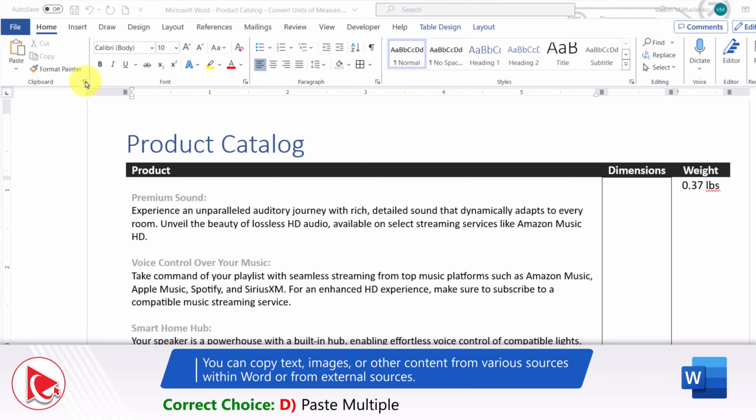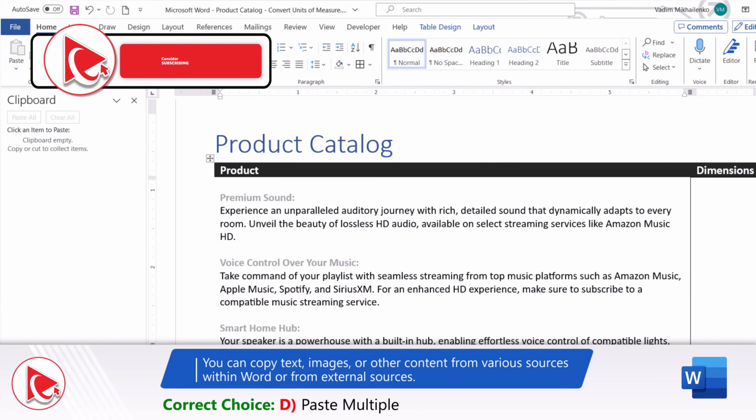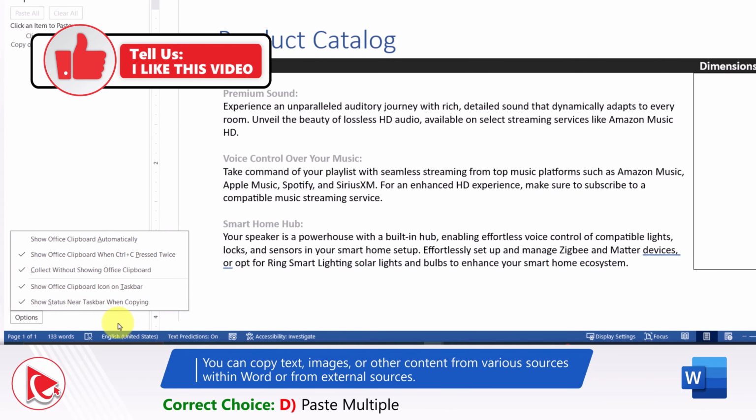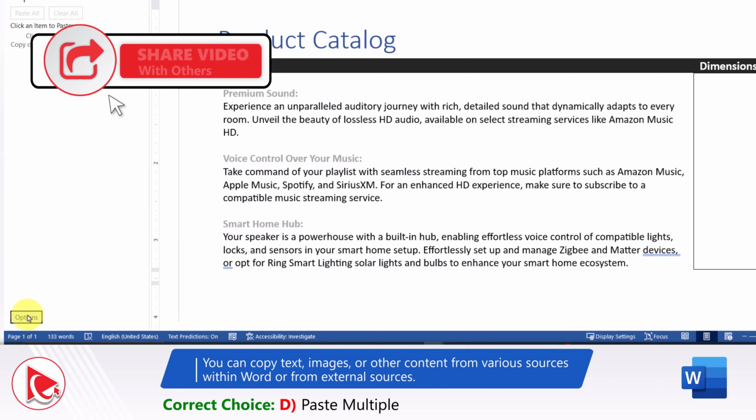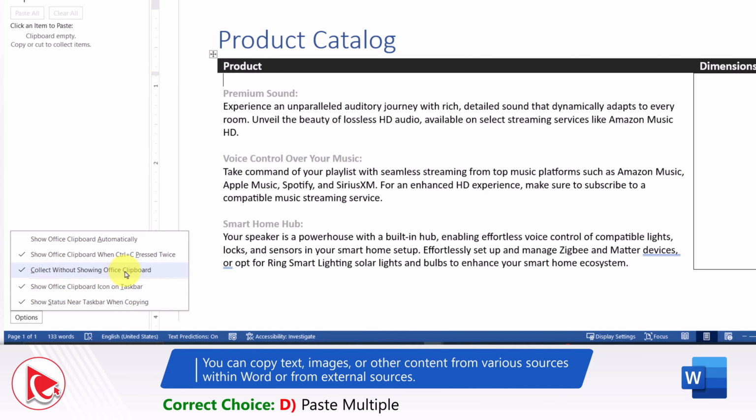To do this, let's check the clipboard settings by clicking on the Clipboard Details button. As you can see, there is nothing currently in the clipboard. Let's check the options on how we can collect the data. To do this, let's click on the Options button, and you see that the clipboard will collect without showing any Office clipboard. You can also choose options Show Office clipboard automatically or Show Office clipboard when Ctrl-C pressed twice.